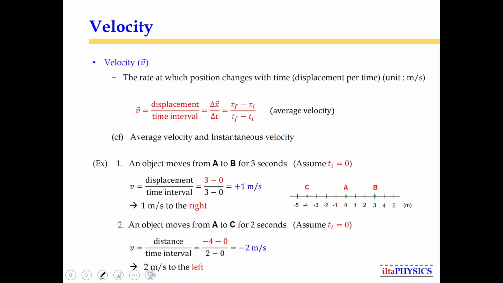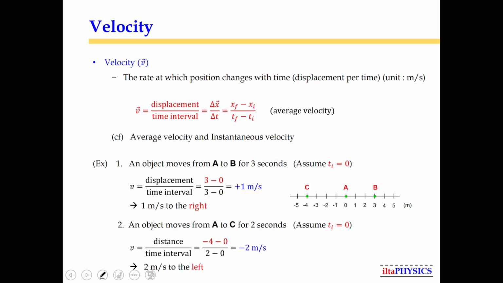Next, velocity. Velocity is defined as displacement divided by time interval. This means velocity includes both magnitude and direction, so it's a vector quantity. Let's calculate the velocity using the same example as before. If an object moves from A to B in 3 seconds, the displacement is plus 3 meters, so the velocity is plus 1 meter per second. That means the object moved to the right at 1 meter per second.